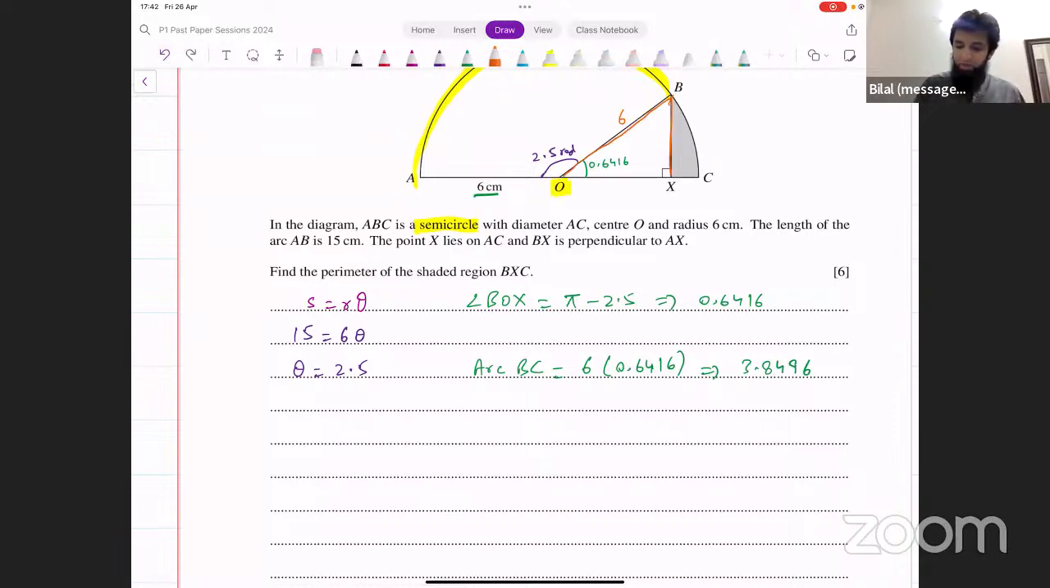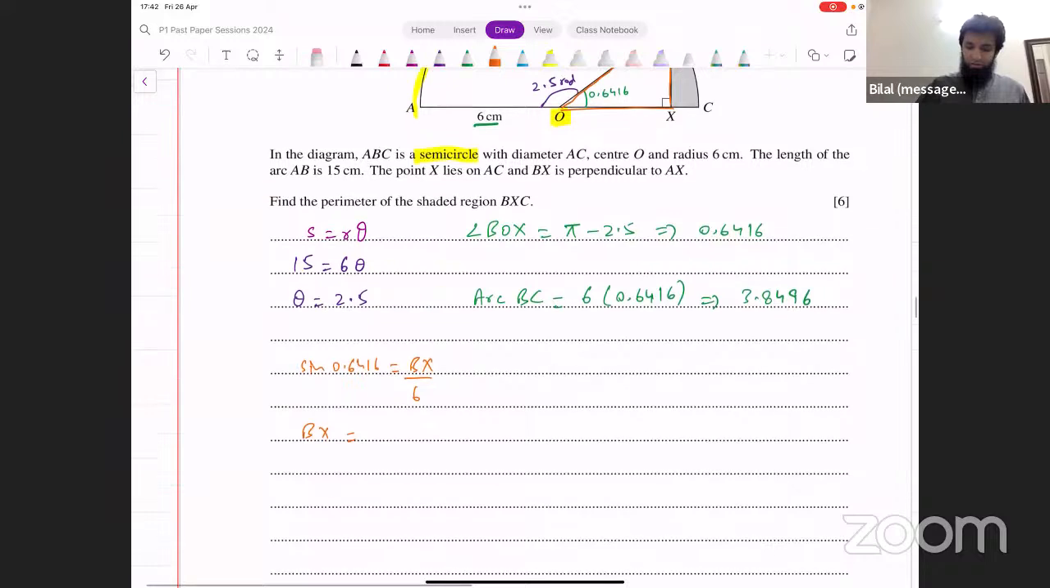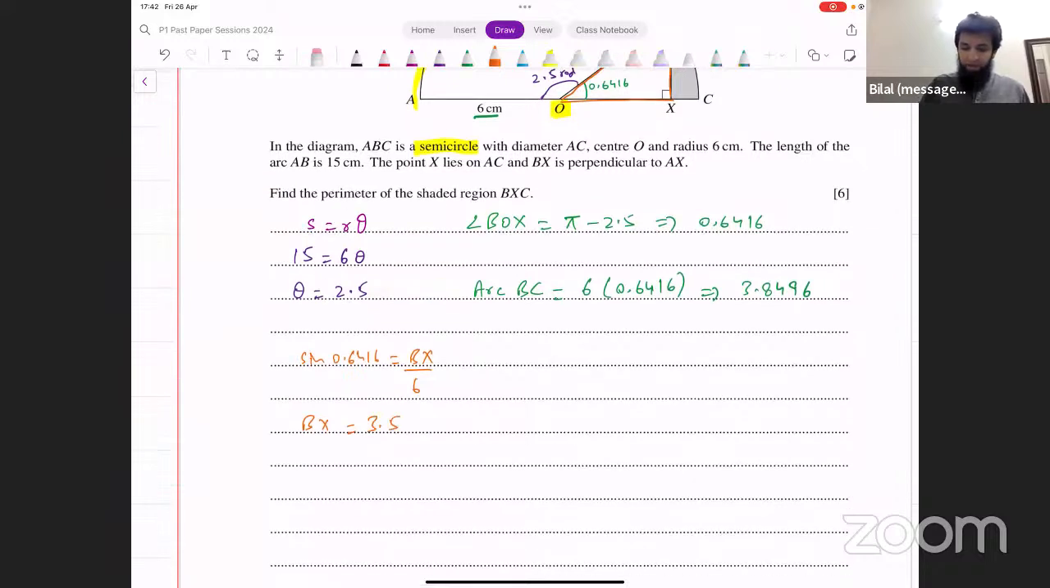We know the hypotenuse. The ratio between perpendicular and hypotenuse is sine. So we could use sine of 0.6416 equal to BX over 6. And that will give you the length BX. Let's see what this turns out to be. 6 times sine. Make sure your calculator is in radian mode. 6 sine 0.6416. And that's giving me 3.5909. That's the length BX.